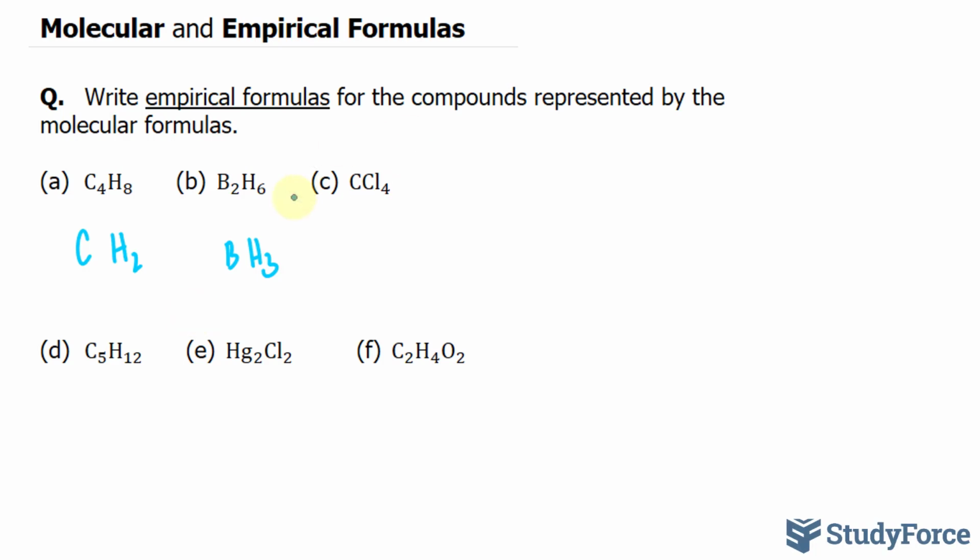In question C we have CCl4. The greatest common factor here is 1. So the empirical formula and the molecular formula are the exact same thing. We don't need to make any changes.